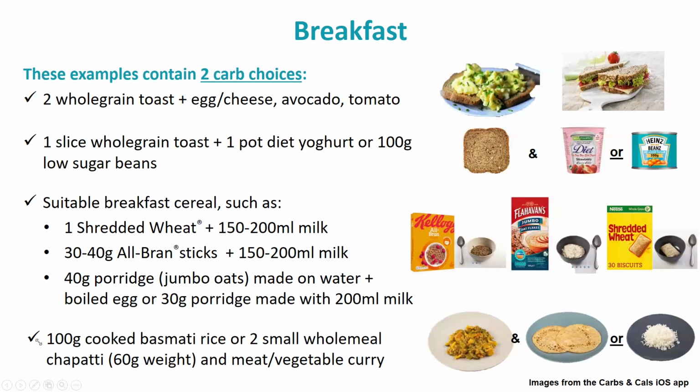Or maybe you might decide to go for a completely different type of food because that's what your culture does. So you might decide to go for 100 grams of cooked basmati rice and maybe some vegetable curry or meat curry. Or you might decide to go for 2 small whole wheat chapati, 60 grams in weight, and then meat and vegetable curry as well.